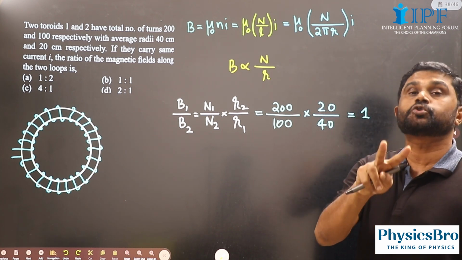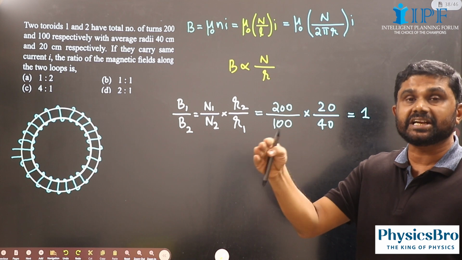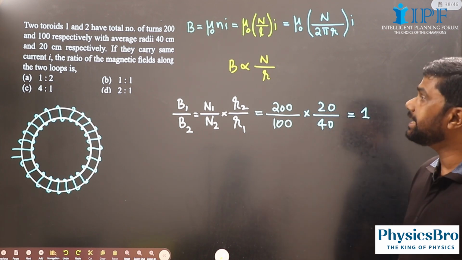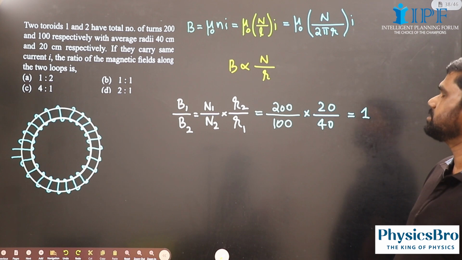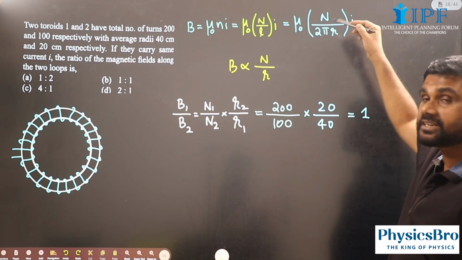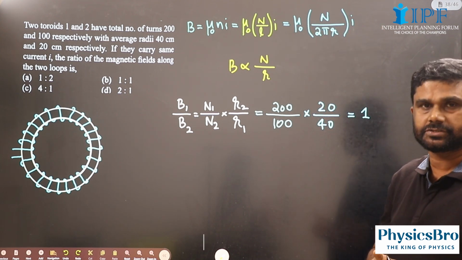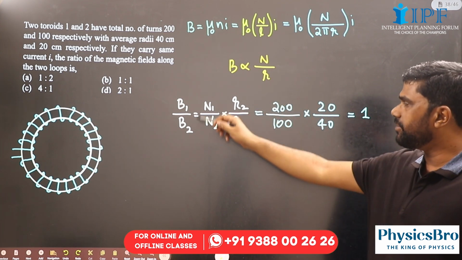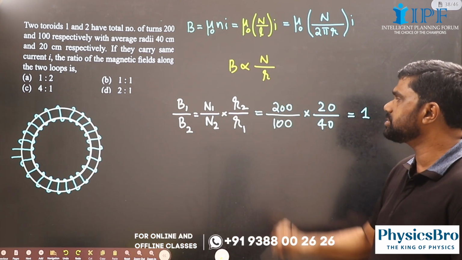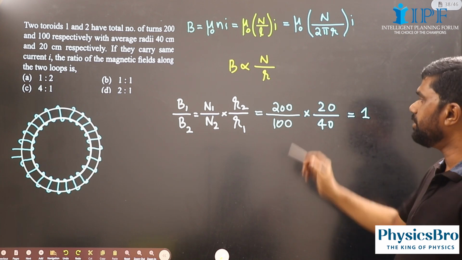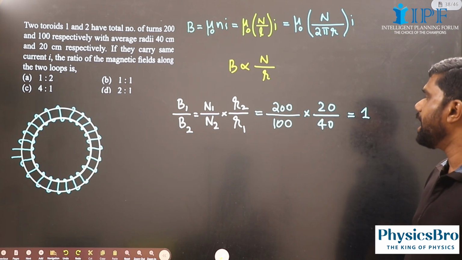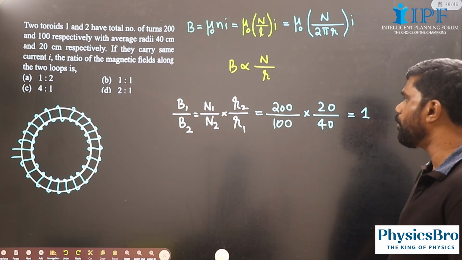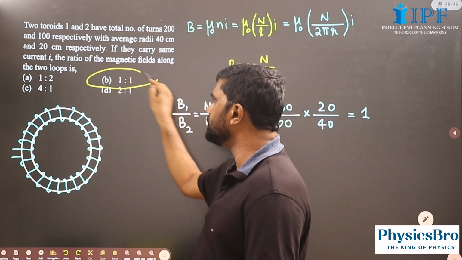Okay, we have got two toroids. See, when we consider these two toroids, number of turns are different. Then radii are also different. Okay, all other factors are same for both the toroids. So we can say B proportional to N by R. So B1 by B2 will be N1 by N2 times R2 by R1. N1 by N2 is 200 by 100 and R2 by R1 will be 20 by 40. So this we will get 1, or the ratio must be 1:1.